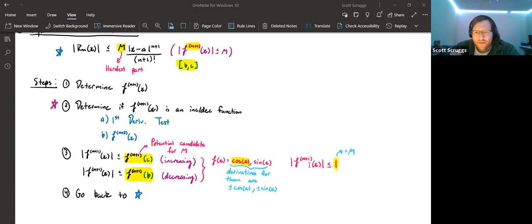So I want to mention that is that one major exception, that if you have sine or cosine as your function, then you can skip through steps 2 and 3 because your derivatives will always be either cosine or sine, and you're never going to get larger than 1. And that'll be our candidate for M immediately. All right. So that's going to be our game plan in general, how to find the remainder estimate for a Taylor polynomial. Now let's do a problem to try to illustrate that.